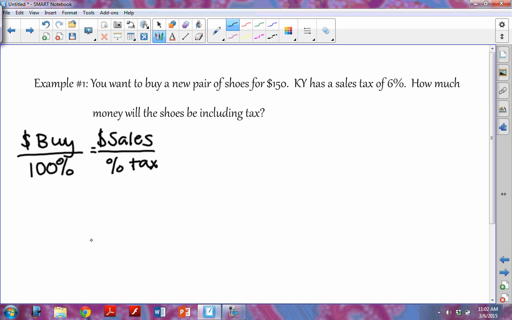Alright, so let's look at our problem again. So it says you want to buy a new pair of shoes for $150. So I'm going to go ahead and circle that $150 because it's money and it looks like it's important. Kentucky has a sales tax of 6%. Well, there's another number that I'm sure I'm going to need. How much money will the shoes be including tax? So now the next thing you need to do is to go up and set your proportion.